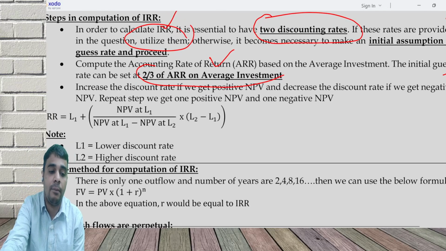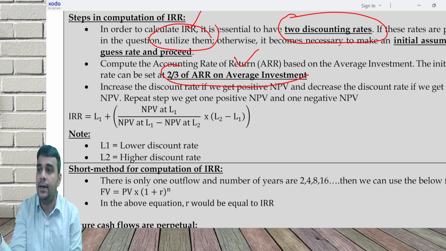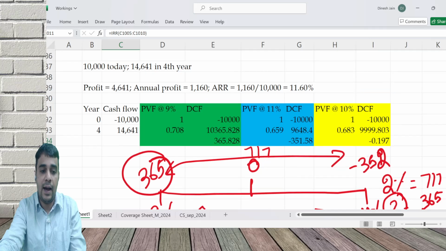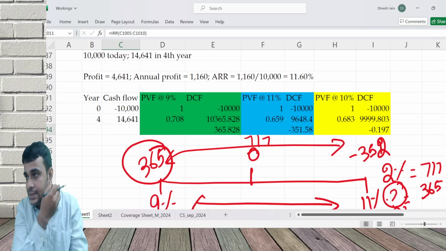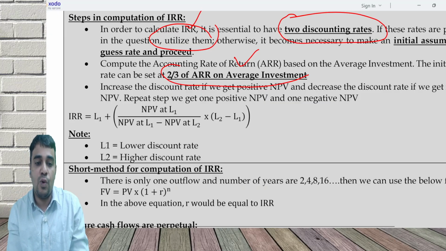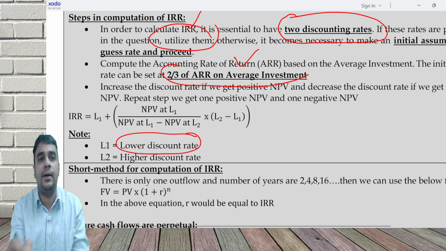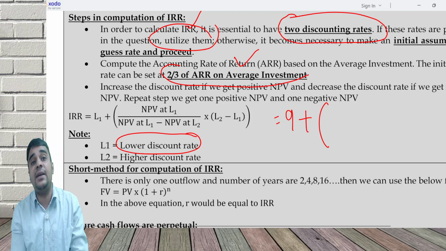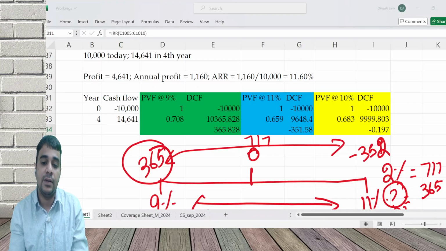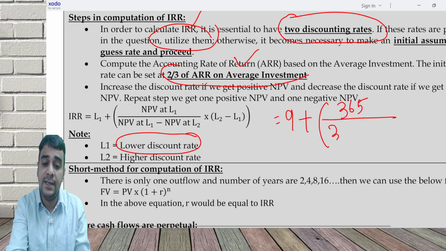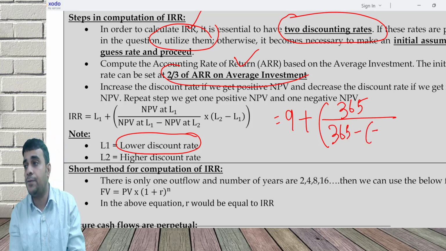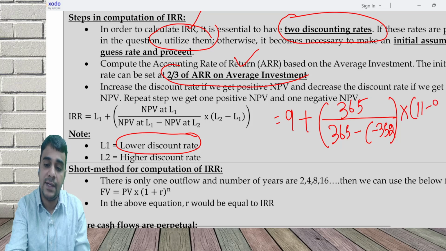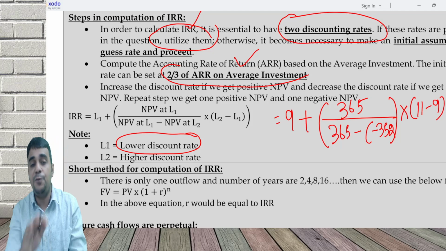This is the formula. I have explained the timeline approach, but now whatever I did in the timeline, I'm going to do it in the formula. In my example, I have done 9 and 11. Ignore 10 for the time being, because 10 is exactly 0. So what are 9 and 11? L1 means lower discount rate. Between 9 and 11, which is the lower discount rate? 9 plus NPV at L1, how much is the NPV at 9%? 365, divided by 365 minus NPV at 11%, which is 352, into L2 minus L1. If you apply the answer, you'll get 10.0.